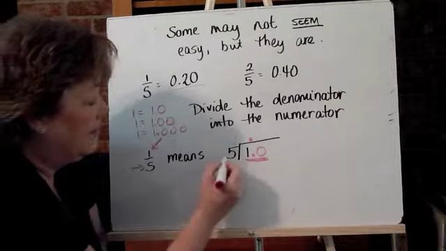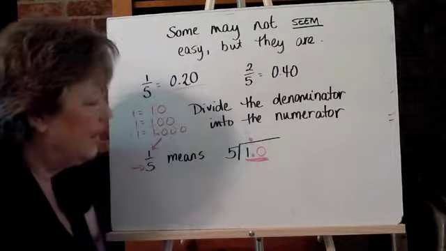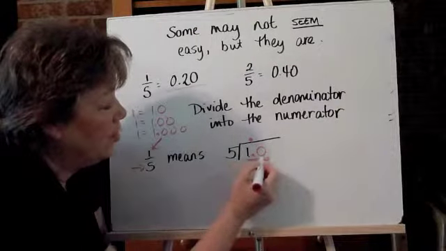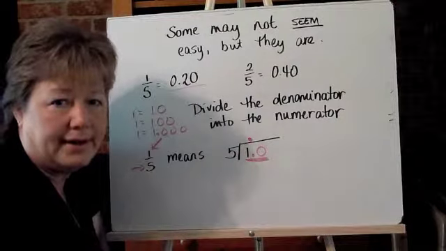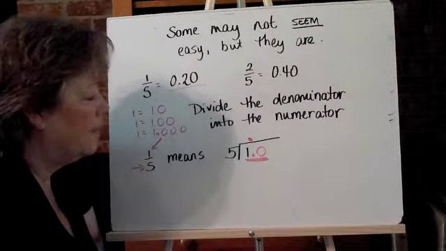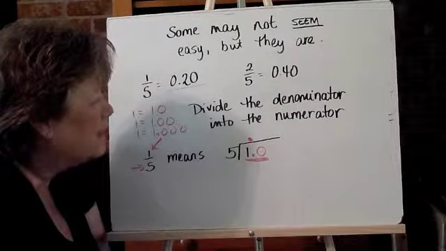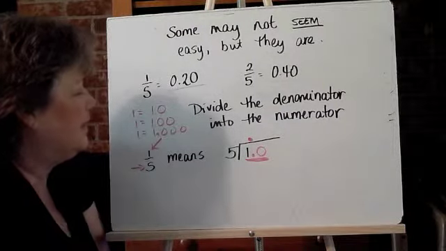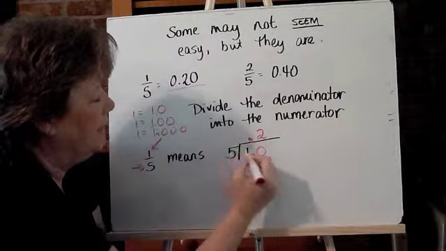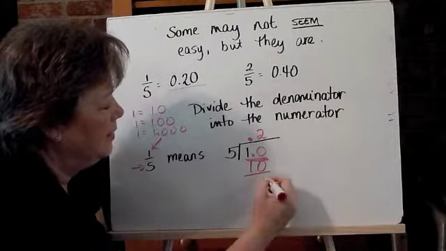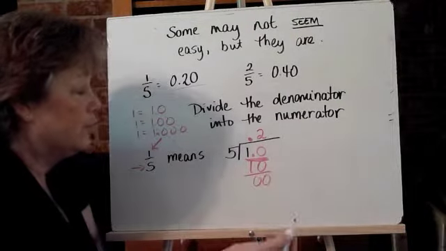So I think in my head, can 5 go into 1? No, it cannot. So then I'll say, well, can 5 go into 10? Once I've moved my decimal up, I don't have to worry about it in my question anymore. Yes, 5 does go into 10. It goes into it 2 times. 2 times 5 is 10. Subtract. There's nothing to bring down, so I'm through.